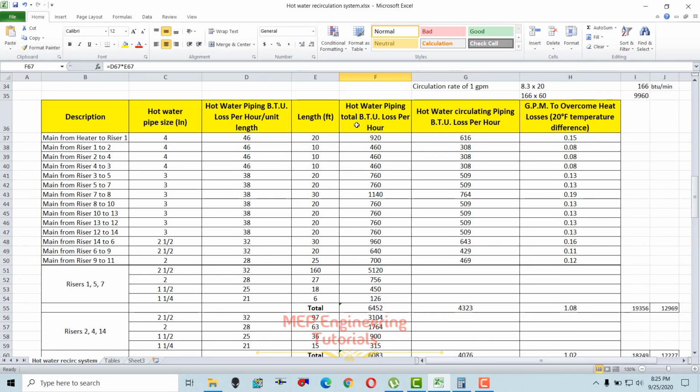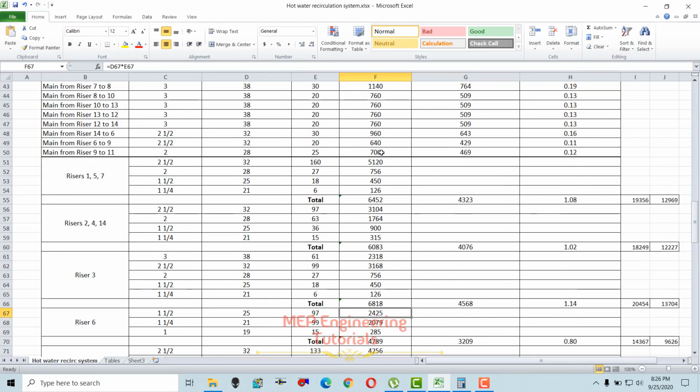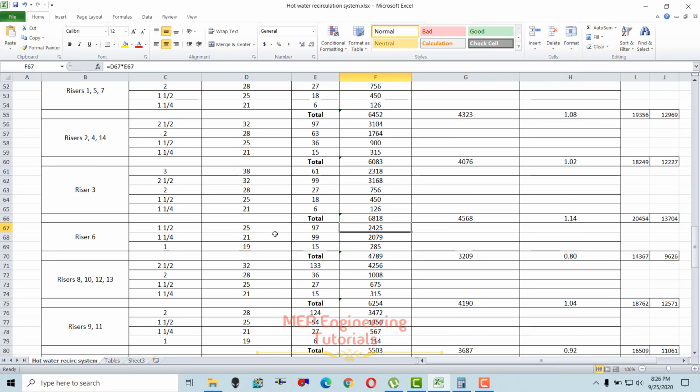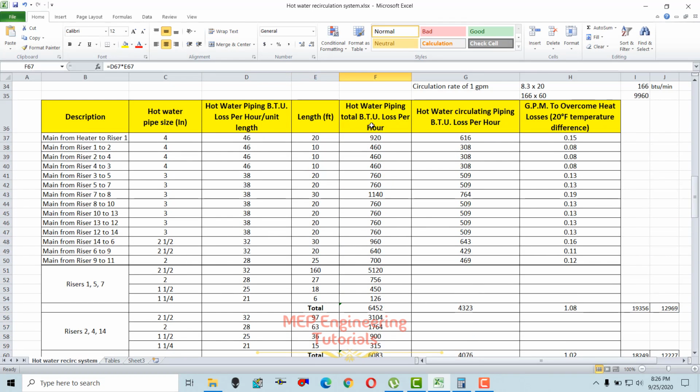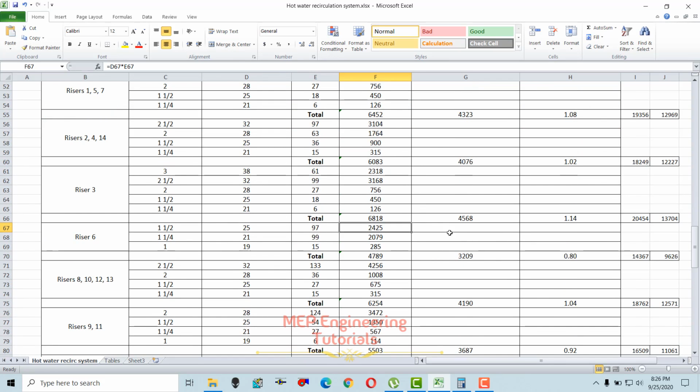And for hot water piping BTUs per hour, you just multiply the per unit BTUs per hour loss for hot water with this length. You will get the total hot water heat loss per hour for the hot water piping. So one by one you have to calculate for all pipe sizes and then sum it up in here.